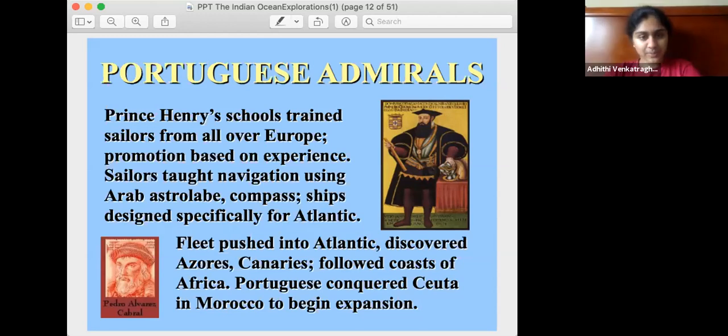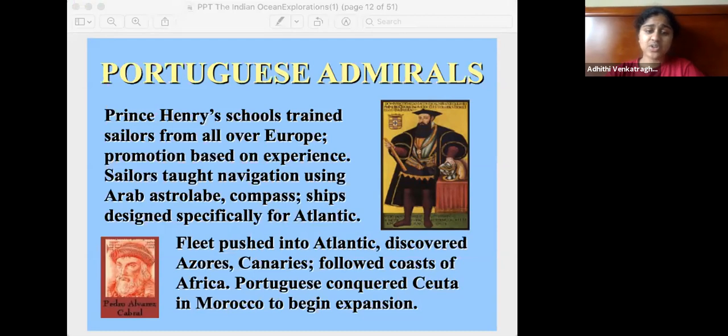There also were Portuguese admirals. So Prince Henry's schools trained sailors from all over Europe, and the promotion was only based on experience. Sailors were taught navigation using the Arab astrolabe and compass, with ships designed specifically for the Atlantic, and the fleet pushed into the Atlantic, discovered the Azores and the Canaries, and followed the coasts of Africa. The Portuguese conquered Ceuta and Morocco to begin expansion.